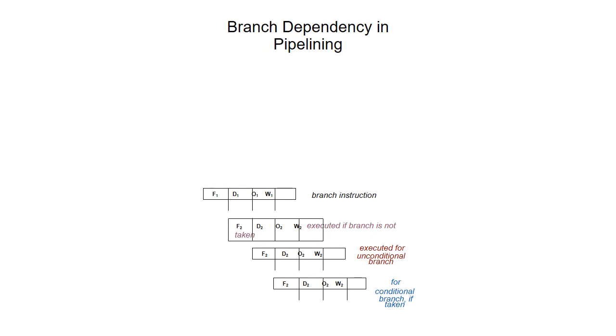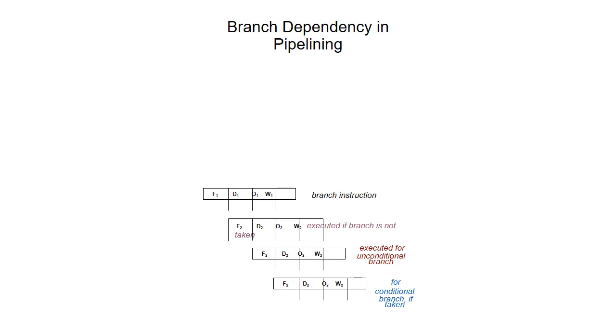Branch dependency in pipelining. First we have to use the branch instruction. Then after the branch instruction is given, we have to check whether the branch is taken or not. Next we have to execute for unconditional branches. After that, for conditional branches, if taken, it will be processed in the branch dependency in pipelining method.